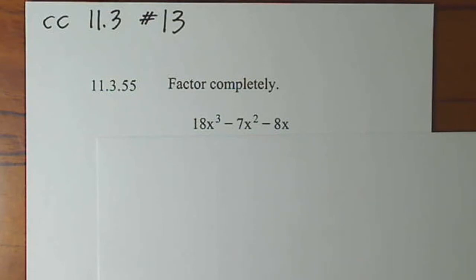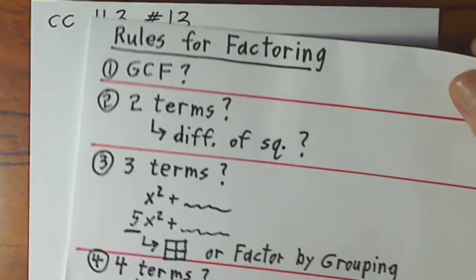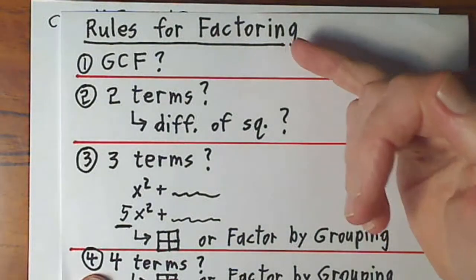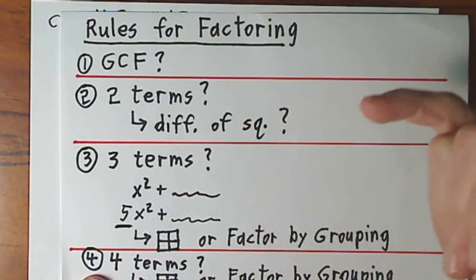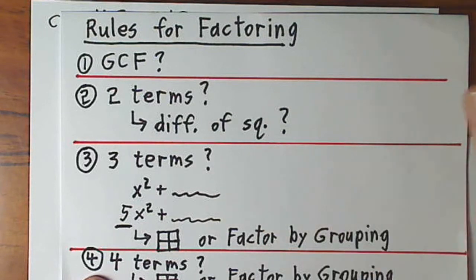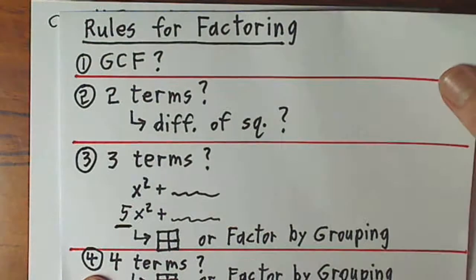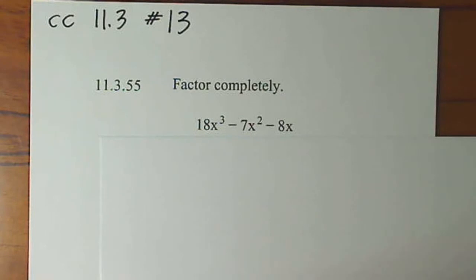Alright, to factor this trinomial, it's often helpful to have a little bit of a roadmap. Here's one that I've suggested. Looking for GCF, then are there 2 terms, or 3 terms, or 4 terms? Number 1, GCF, you always want to check for that.